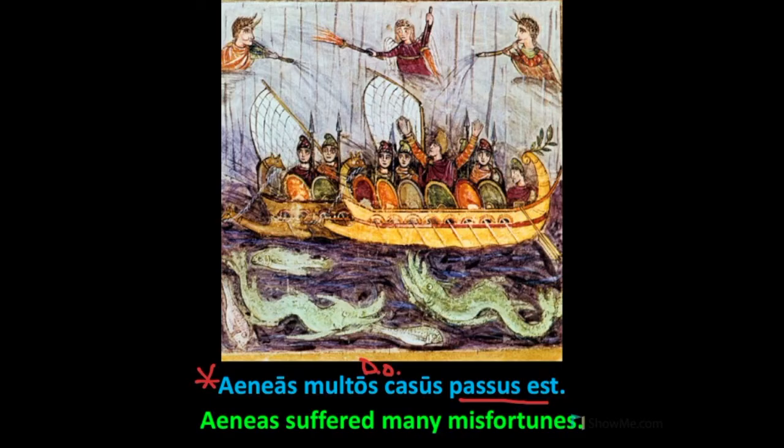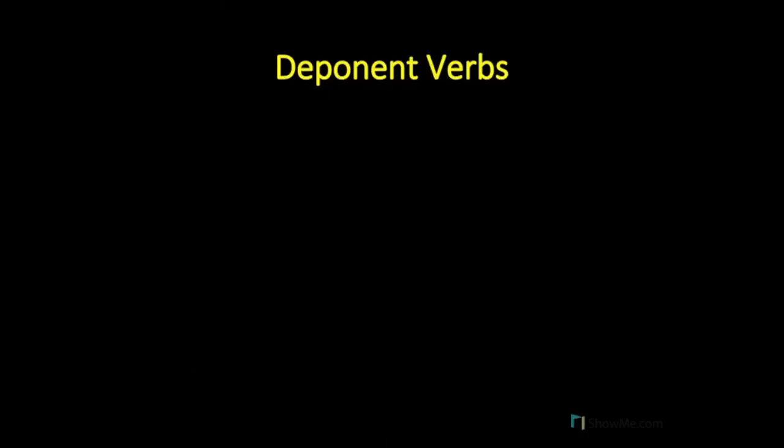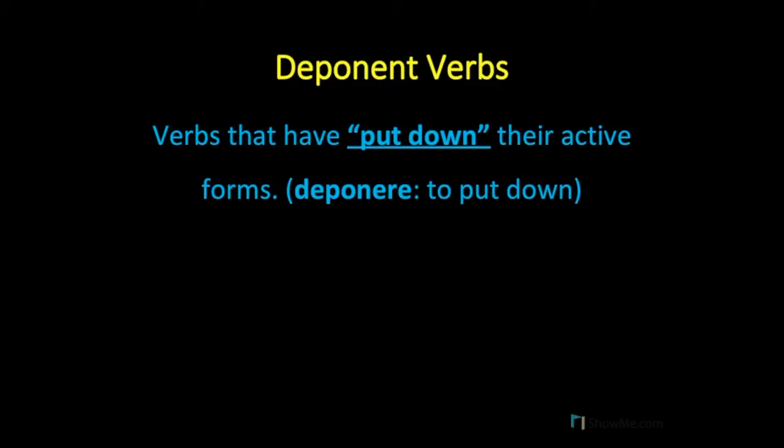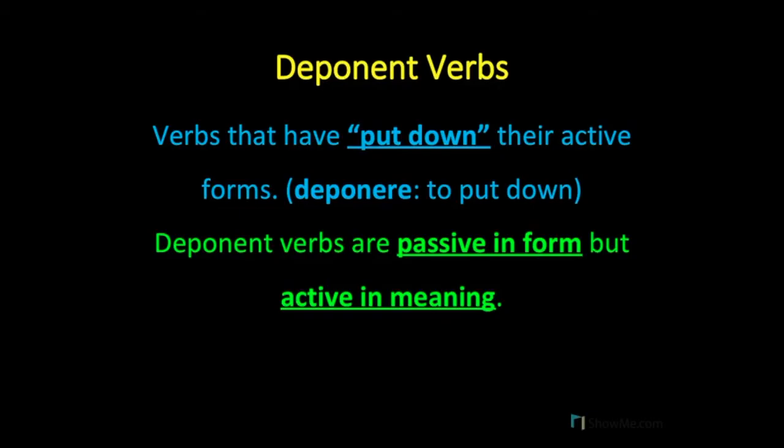Again, notice how the passive voice form of passus est has to be translated as an active verb when we put it in English. So what is going on with these verbs? They are deponent verbs, and very literally, deponent verbs are verbs that have put down their active forms. That's using the Latin verb deponere, which means to put something down. So these are verbs that only exist with passive voice forms in Latin. And so the way that we should think about deponent verbs is that they are passive in form, but active in meaning.